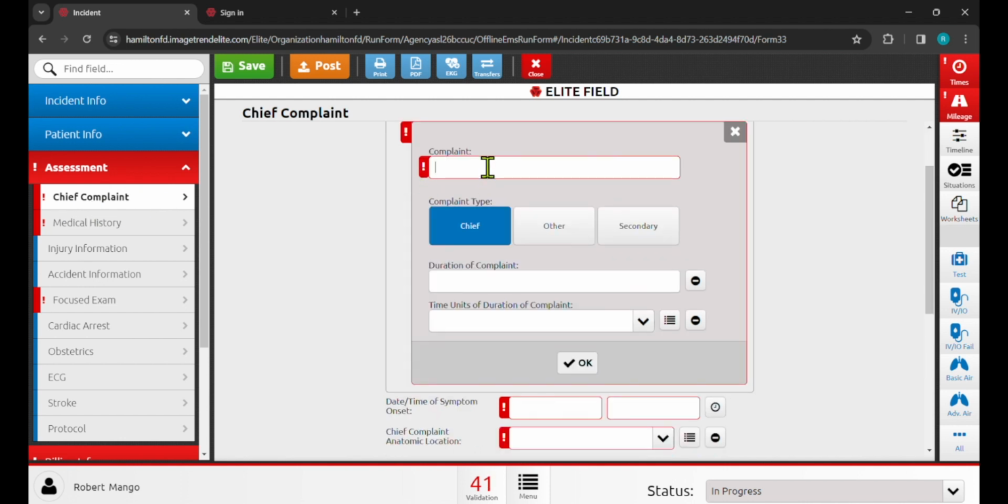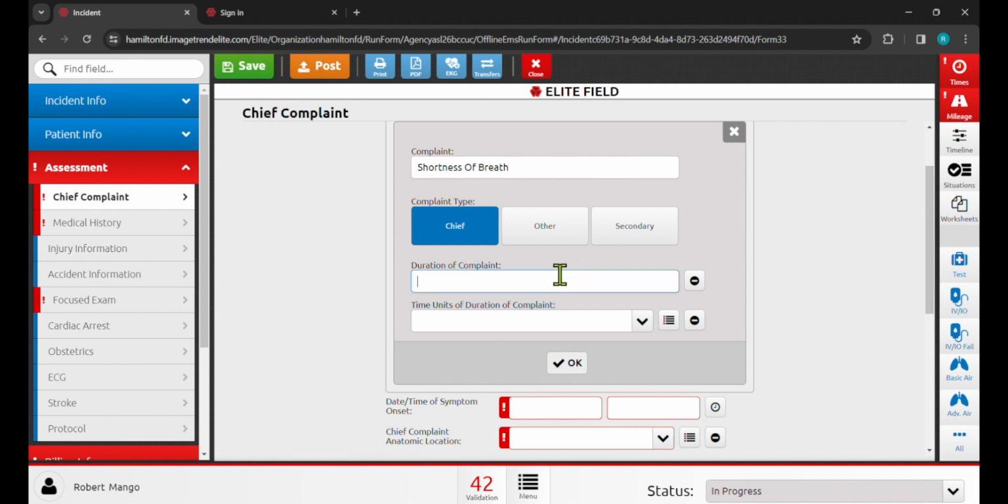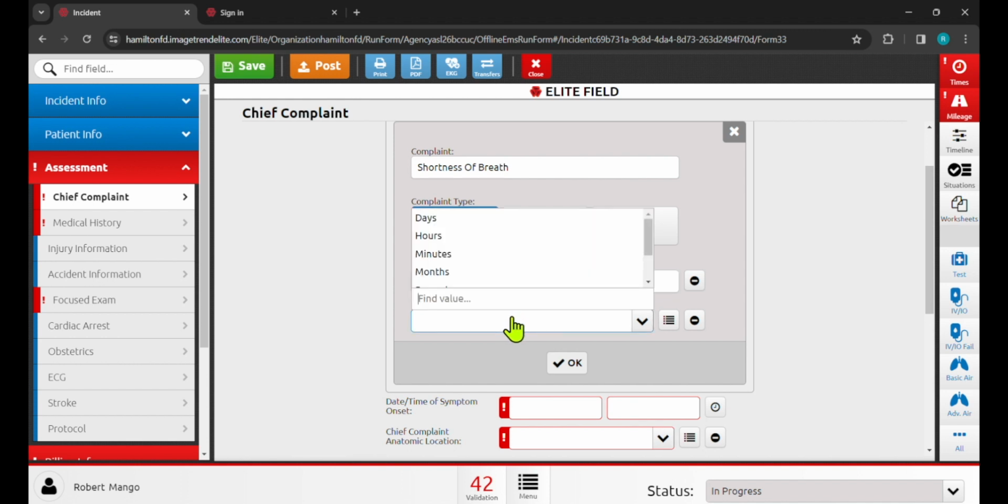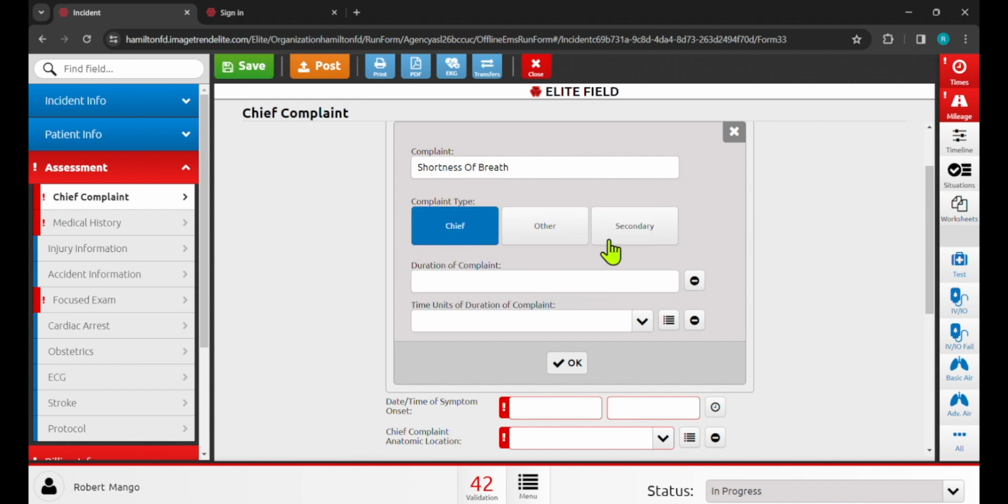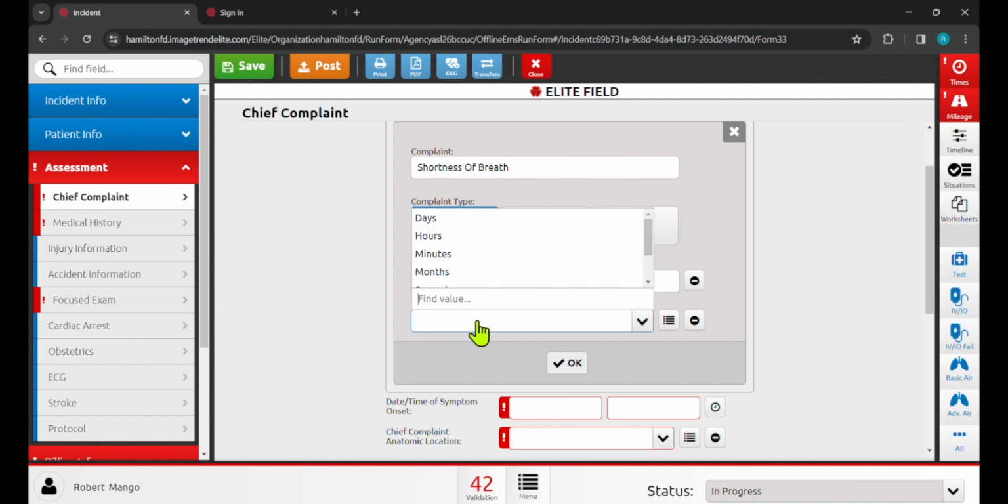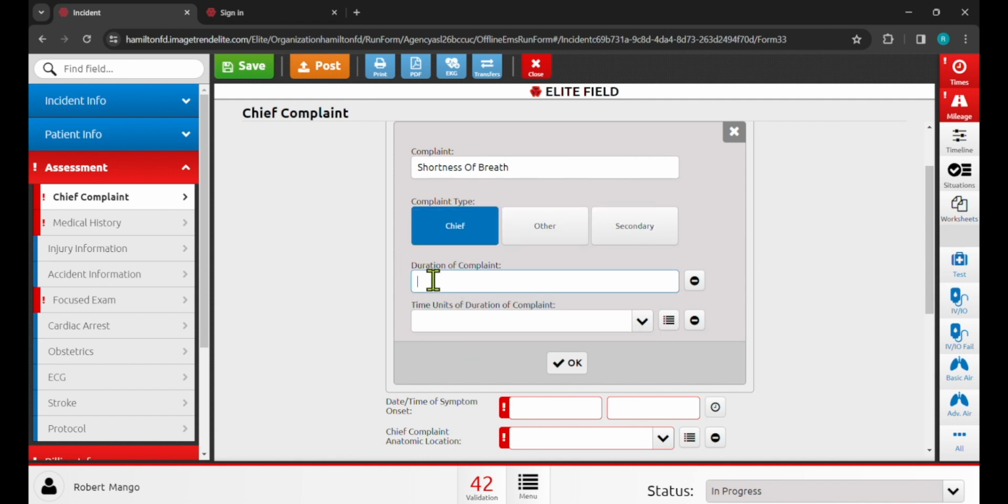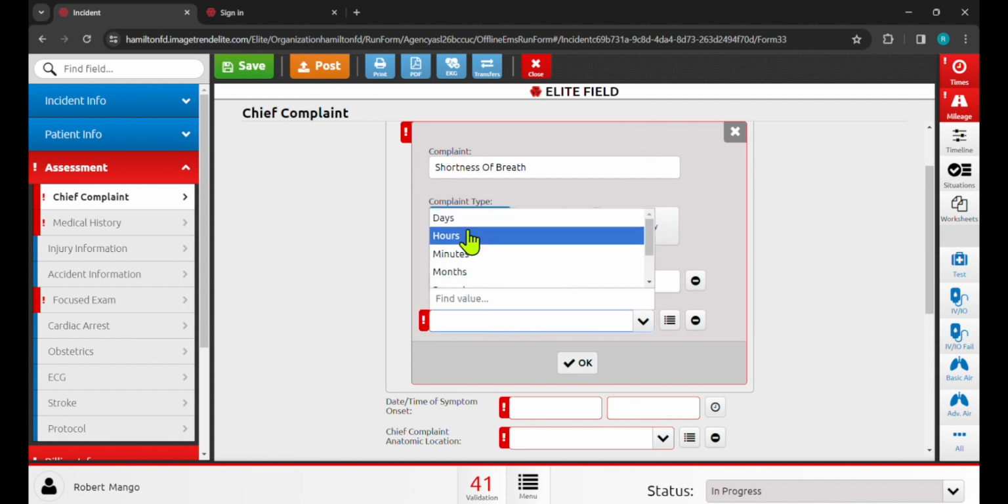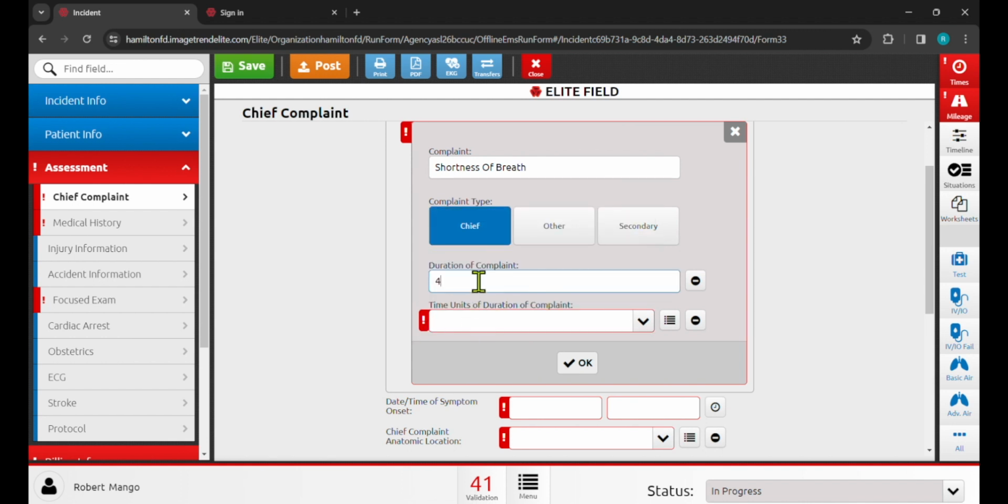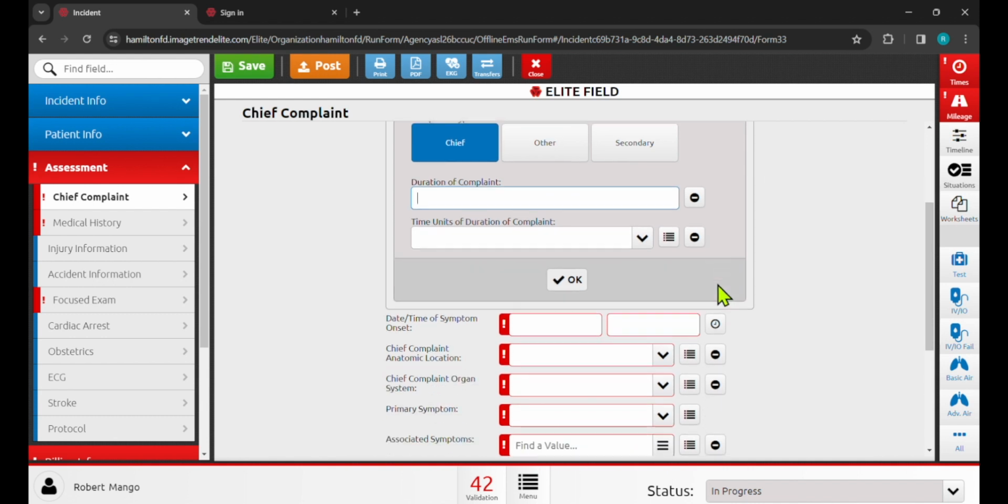What did they tell you was wrong? Shortness of breath. They couldn't breathe. Duration. And I'm not going to fill out all of these things, but I'm going to show you all of the things that are available to you. So duration of complaint, time units. So you can put 4. Was it 4 days, 4 hours, 4 minutes? What was it? Okay. So we would take that off.